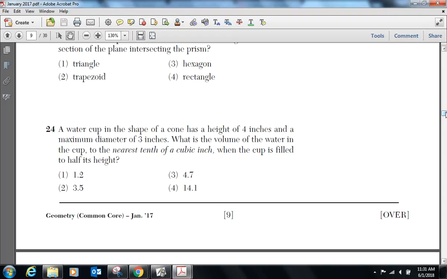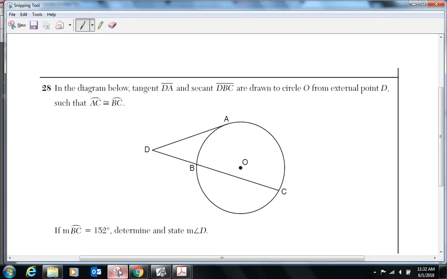Yeah, good. It's hard. 24, everybody. Good little review for Monday coming up.